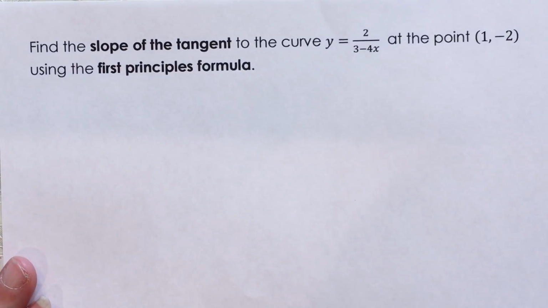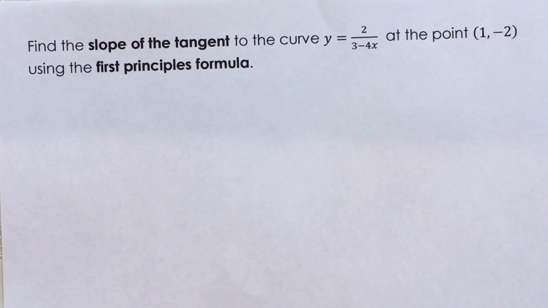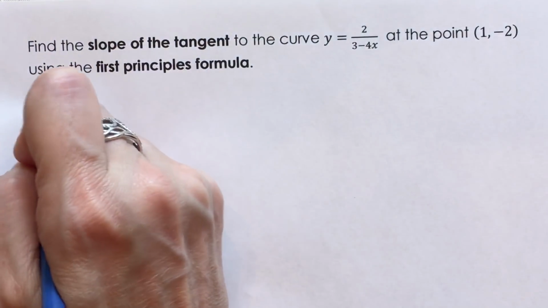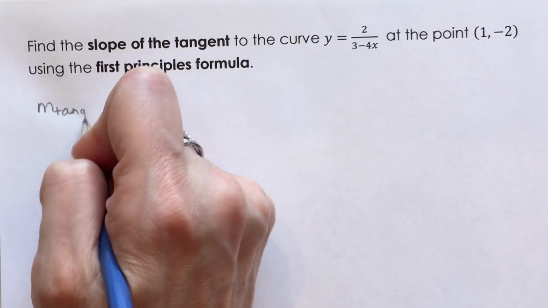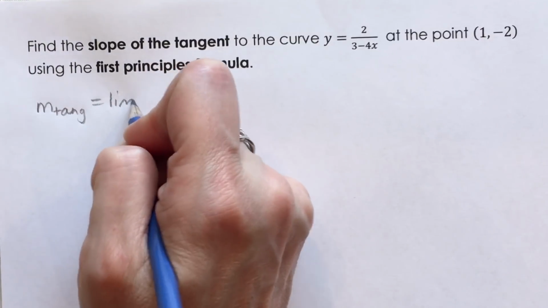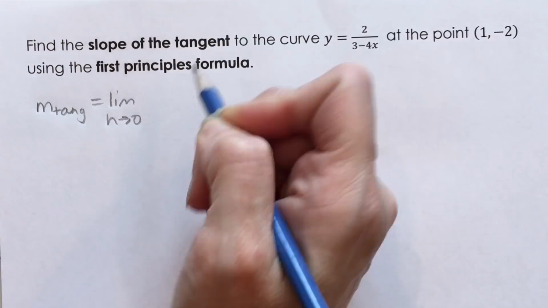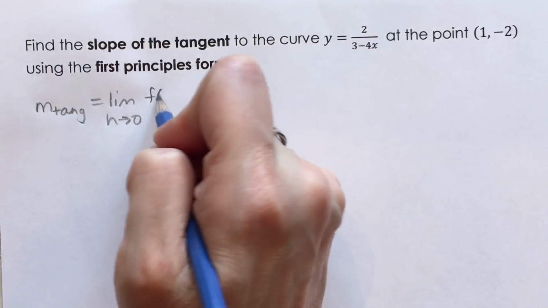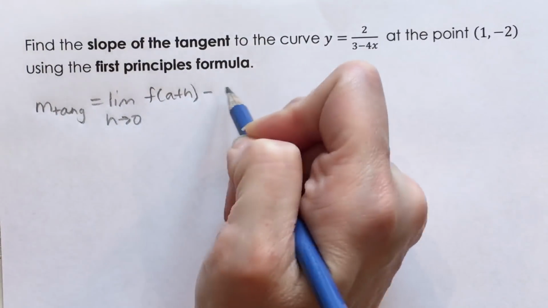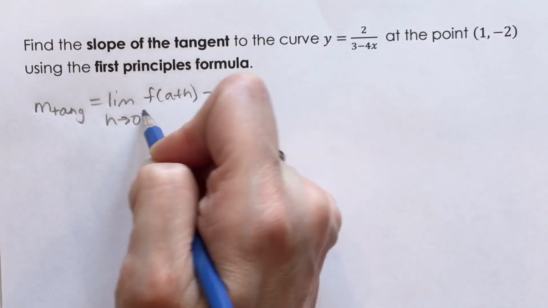Okay, now we're going to review slope of the tangent at a point. So we're going to find the slope of the tangent to this curve, y equals 2 over 3 minus 4x at the point 1, negative 2, using the first principles formula. So let's just write out what that was first of all. It was m tangent equals the limit as h approaches 0 of f at a plus h minus f at a over h.